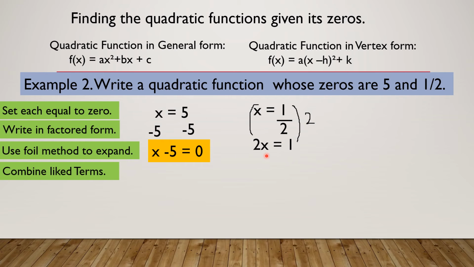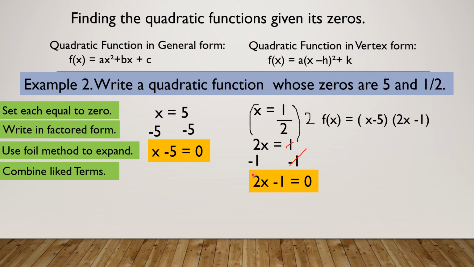Now, we need to set this equal to 0 also. Dapat 0 lang nandito. So, what number are we going to add both sides of the equation? We need to add negative 1 on both sides. So, this one is equal to 0. And we just going to copy 2x minus 5. Minus 1, sorry. 2x minus 1 is equal to 0. And then, we're just going to write now f of x. In factored form now, we have quantity x minus 5 times the quantity 2x minus 1.